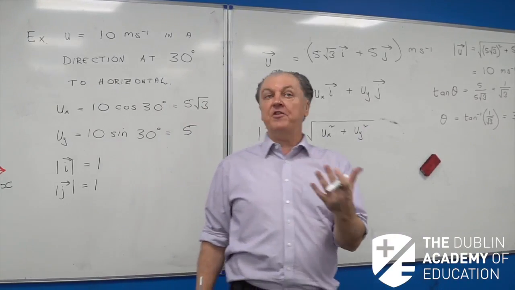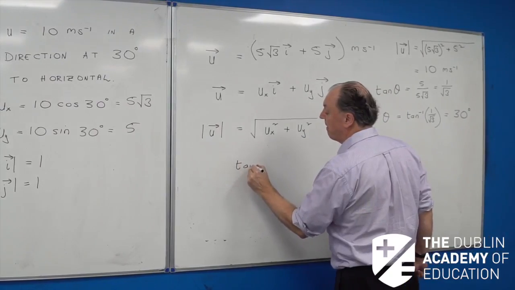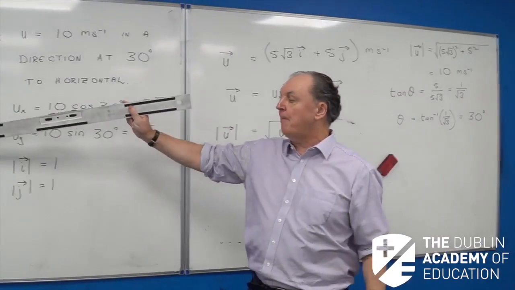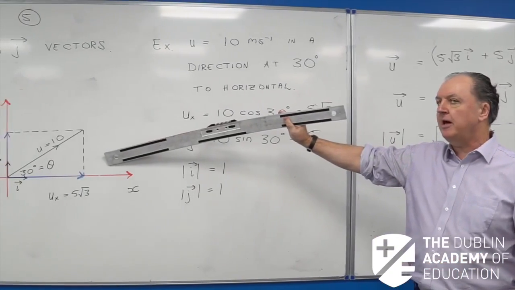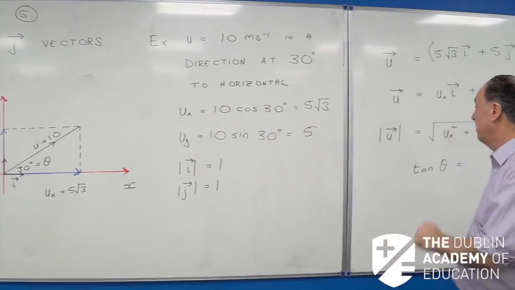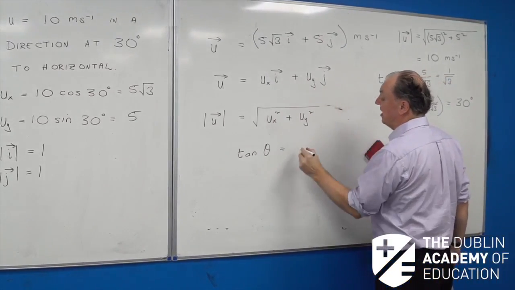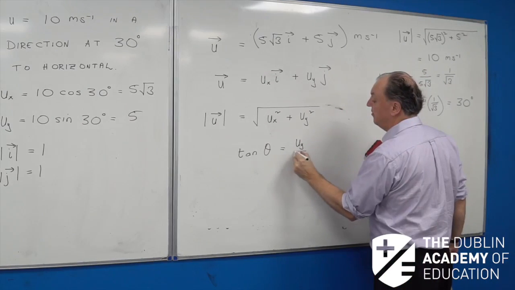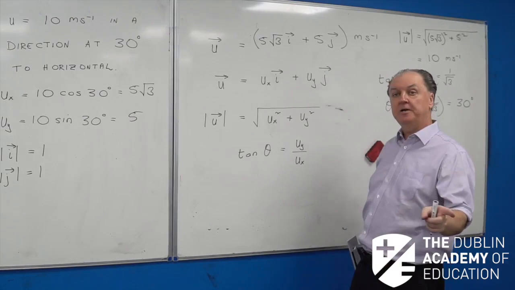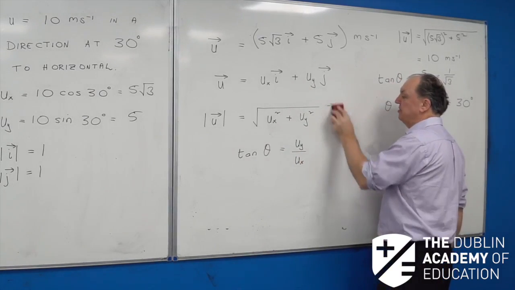And what happens if I want to find the angle? Well, tan theta. Remember how we did it over here? Tan theta is the opposite side. The opposite side represents the j vector, and the adjacent side the i vector. So tan theta is that number in front of j, uy, divided by ux. So if you want theta, you can get the inverse tan of uy over ux.